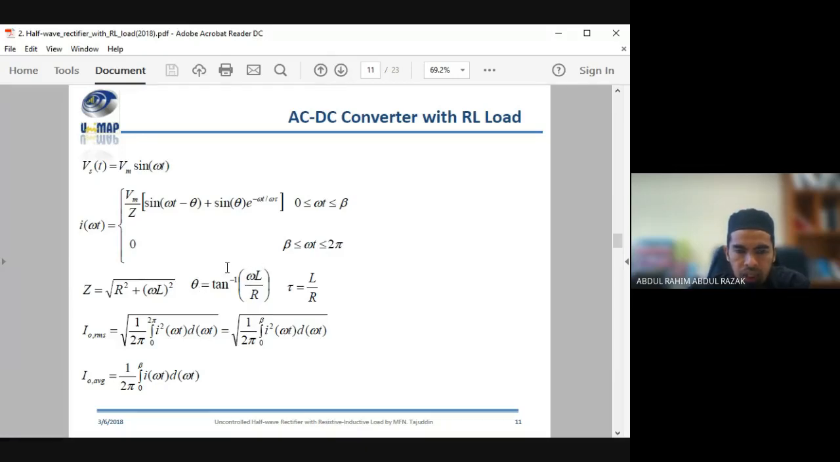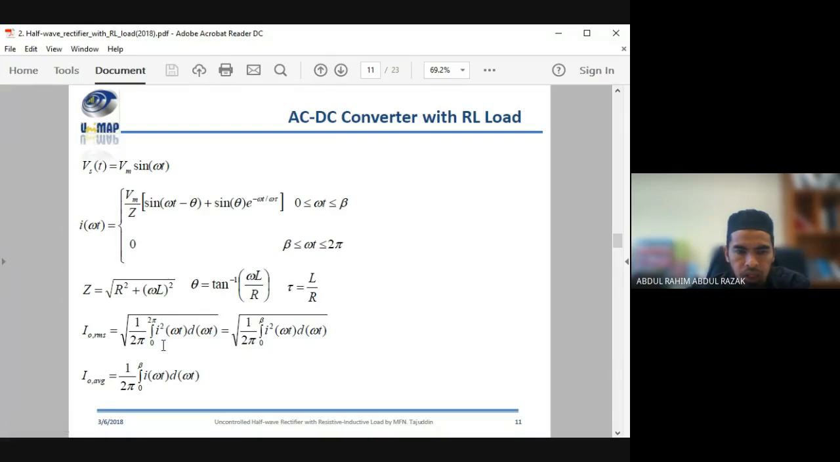The higher the L, the higher the load angle will be. The highest is 90 degrees. The lowest is when there is no element of L and the only remaining element is R. So arc tangent of 0 over R is arc tangent 0, which is 0. Tau is your ratio of L over R, how much L compared to R in that load. So the RMS current is represented by this formula.